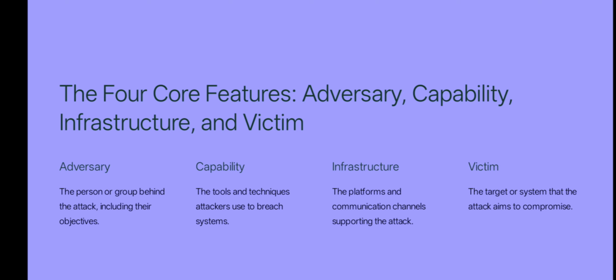3. Capability. 3.1 Definition and role. Capability refers to the tools, exploits, and methods an adversary uses to achieve their objectives. This includes malware, scripts, exploits, social engineering techniques, and encryption methods. Capability reflects the technical sophistication and tactical preferences of an adversary. 3.2 Types of capabilities. Capabilities span a wide spectrum. Malware: Trojans, ransomware, spyware, worms.